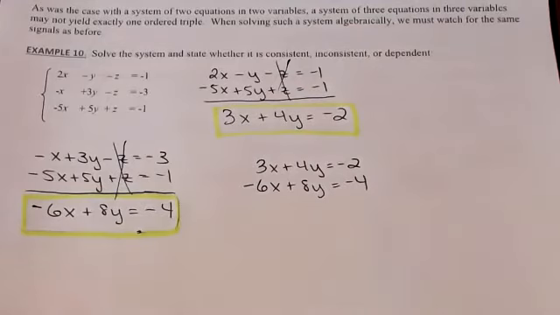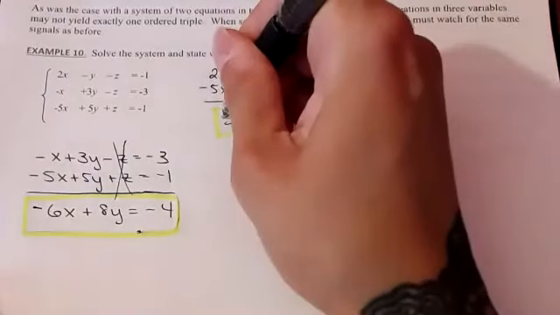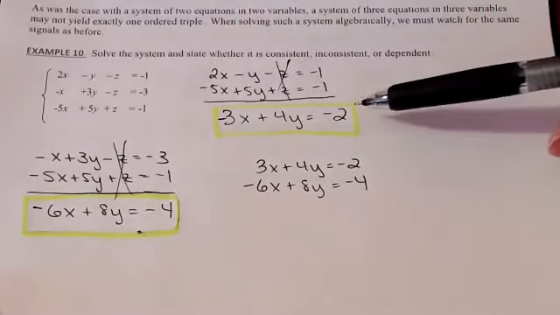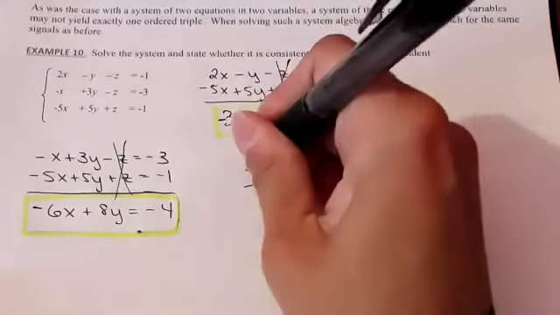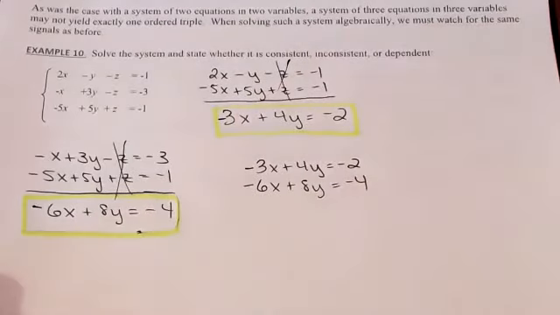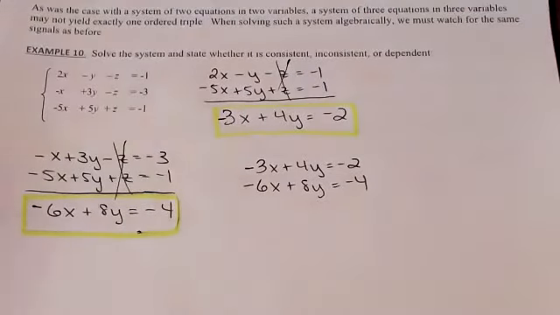Yes, go for it. Is it -3x plus 4y? Thank you so much. This definitely should be a -3x plus 4y equals -2. Very nice. And then this one, -6x plus 8y. Yes, beautiful. Thank you for that correction. You're totally right, which actually would have changed my answer. So I appreciate that.